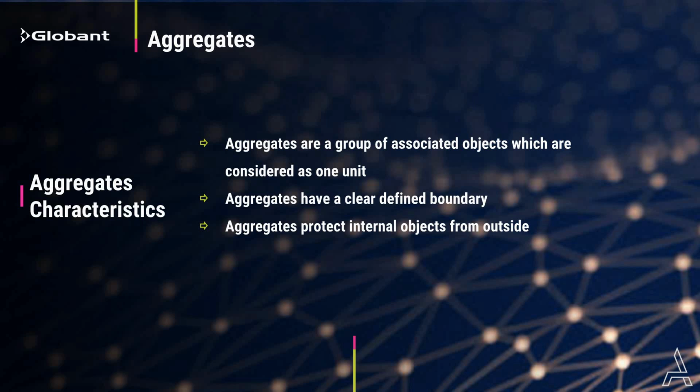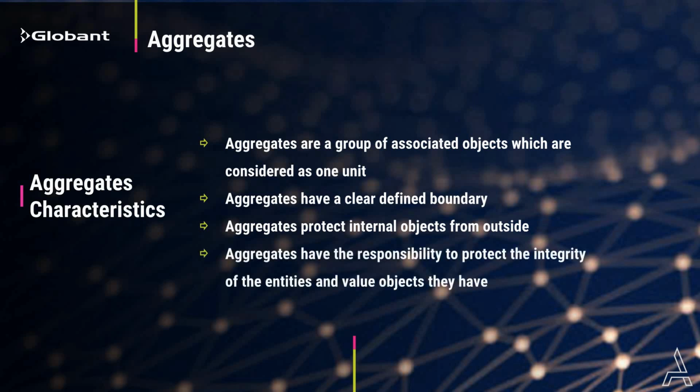Since other objects can hold a reference only to the root, it means that they cannot directly change the state of the other objects in the aggregate. All they can do is change the root, or ask the root to perform some actions. Aggregates have the responsibility to protect the integrity of the entities and value objects they have. When an external object asks the root for the status of an internal object, the root should protect the integrity of the requested object. You can achieve that by passing a copy of the requested object, not the same reference the root has.